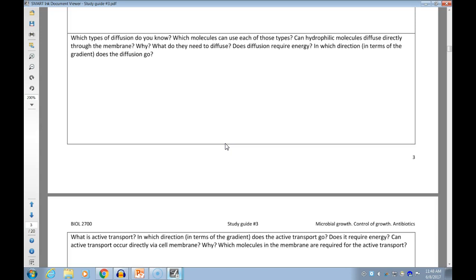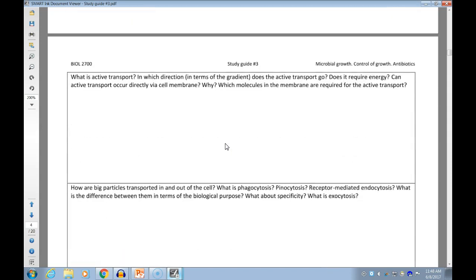Diffusion: simple, facilitated, no energy, along the concentration gradient; facilitated requires transmembrane proteins. Active transport, same stuff. By this time in your life, you have to be able to wake up during the night and recite all the properties of diffusion and active transport. Seriously.